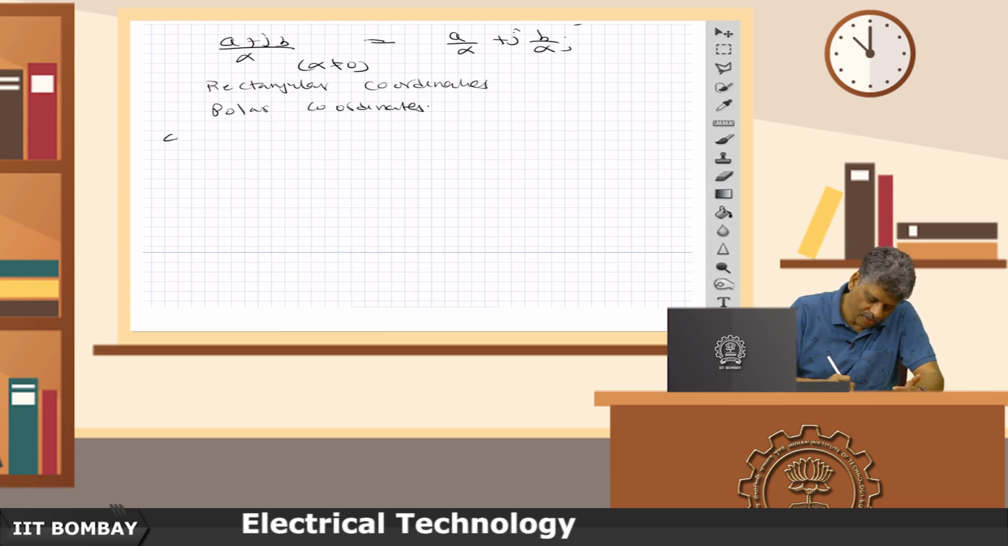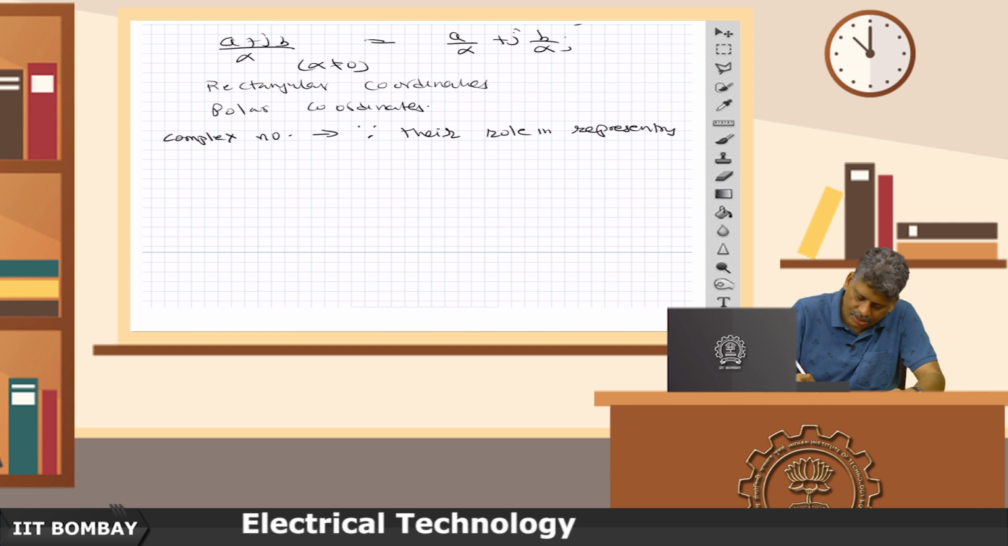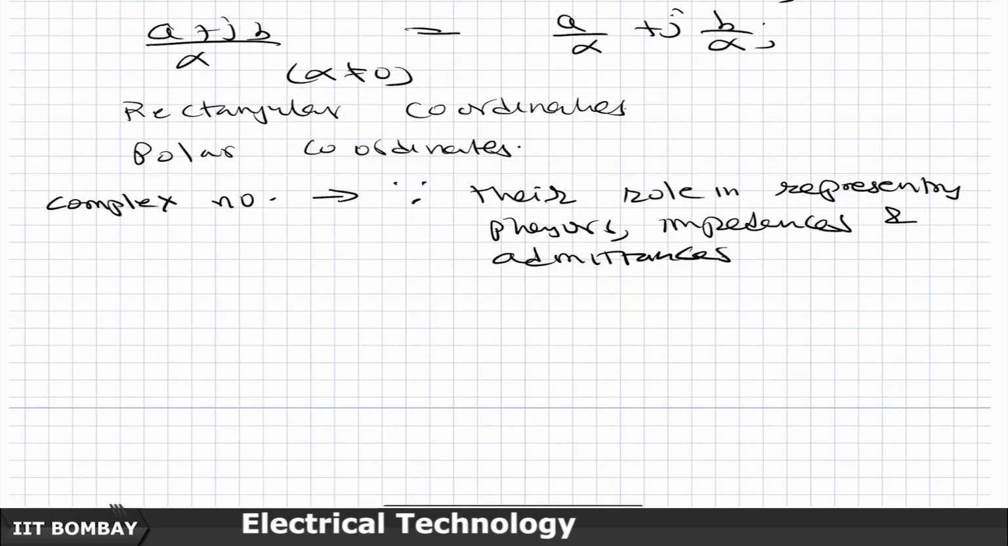So, why are we learning complex numbers right now? Because of their role in representing phasors, impedances and admittances. So, that is why we need to get a good handle on the complex numbers.